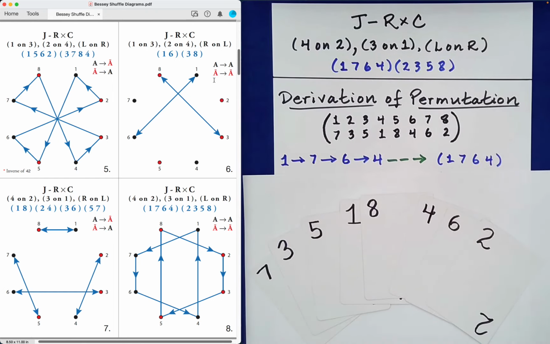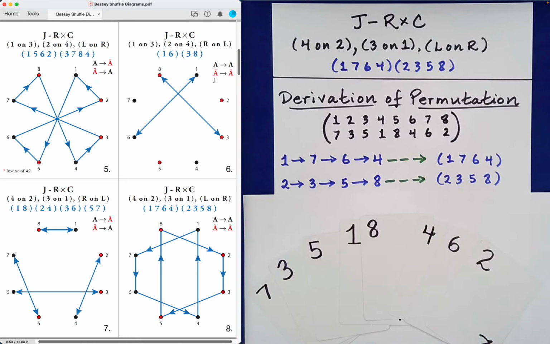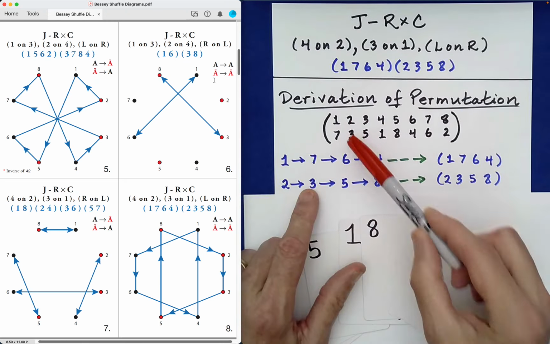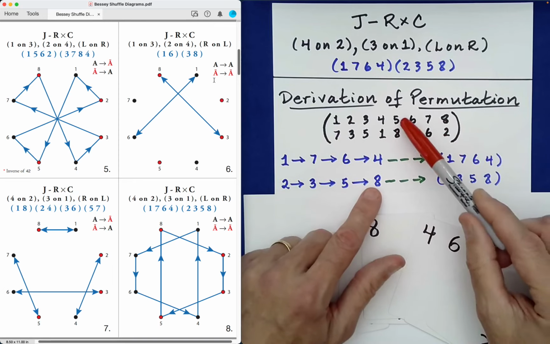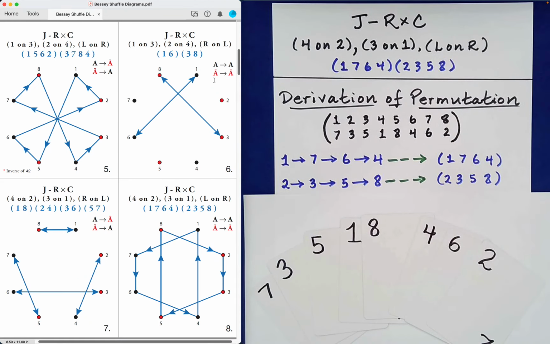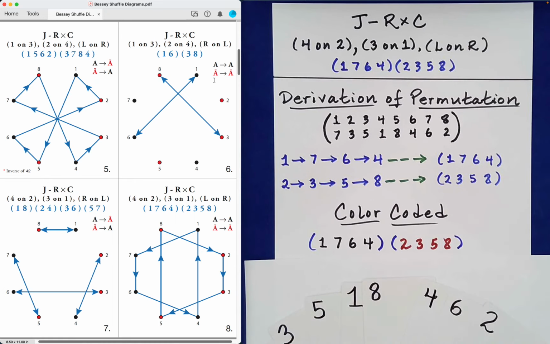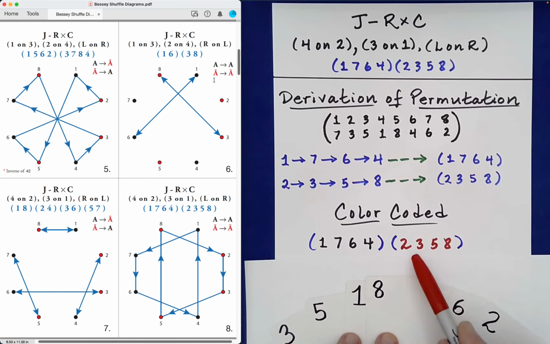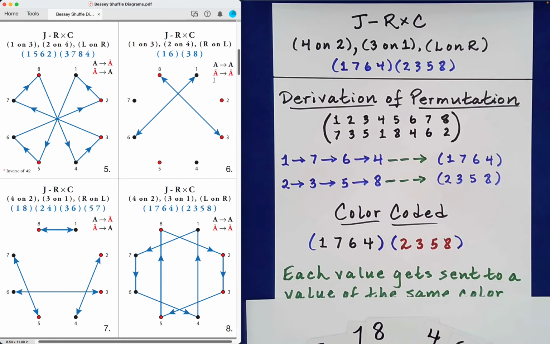And then what do we get for the other remaining values? Well, 2 goes to 3, 3 goes to 5, 5 goes to 8, and then 8 goes to 2. It wraps back around to 2. So we get this 4-cycle 2, 3, 5, 8. Now if we color code these, we'll immediately detect that inversion has not happened here because 1, 7, 6, 4 are all color-coded black, and 2, 3, 5, 8 are all color-coded red. So there's no inversion. Each value gets sent to a value of the same color.